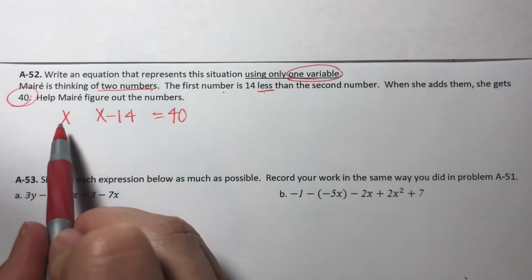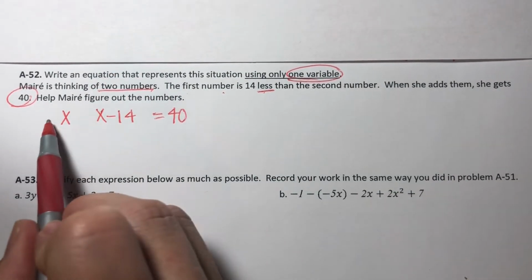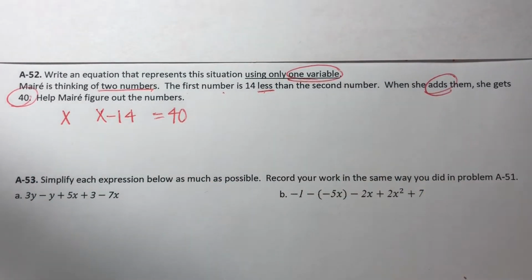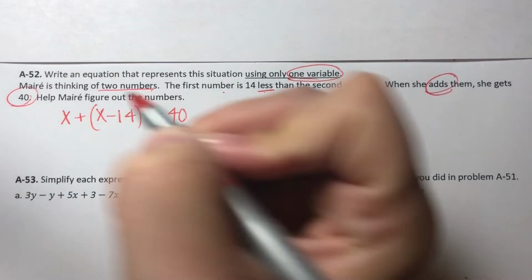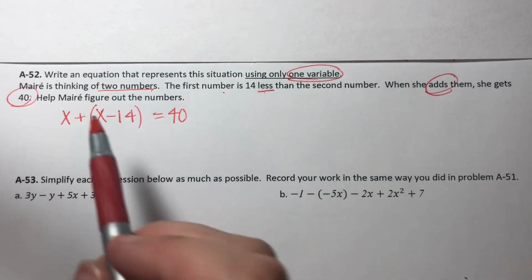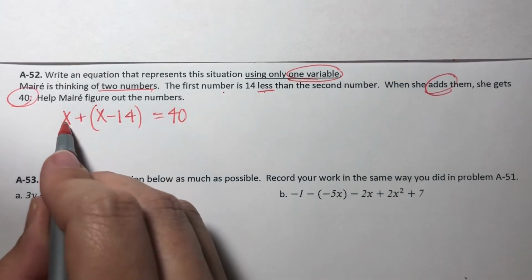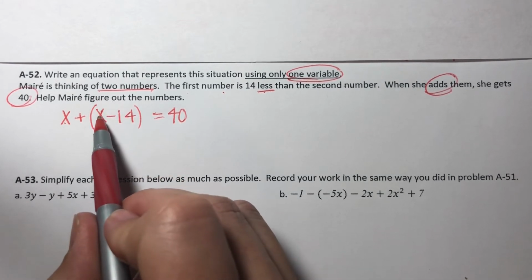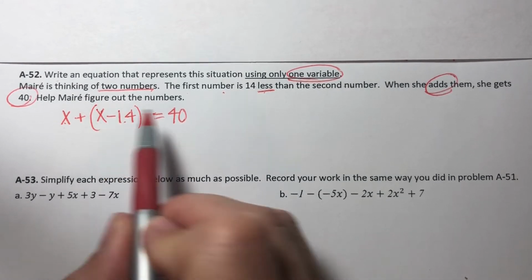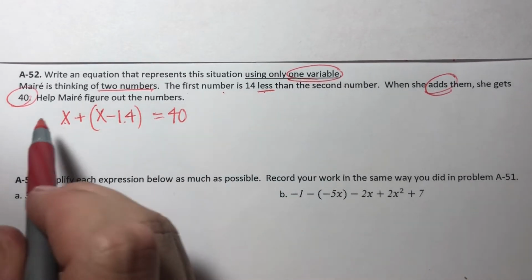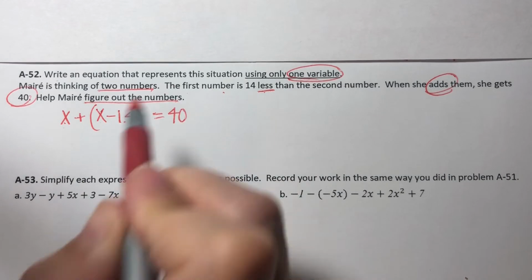So now we just have to go back and figure out which operation is happening between these two numbers. And it says here when she adds them. So I'm going to throw some parentheses around this and I'm going to put a plus sign. And that is going to be our equation. So x, right, this is our second number, plus our first number, which is 14 less than the second number, added together equals 40. Now it wants us to figure out what those numbers are.